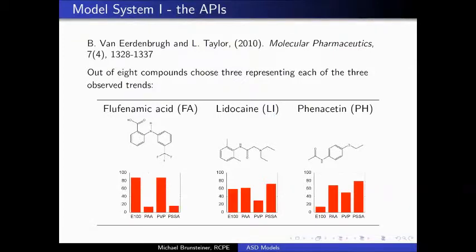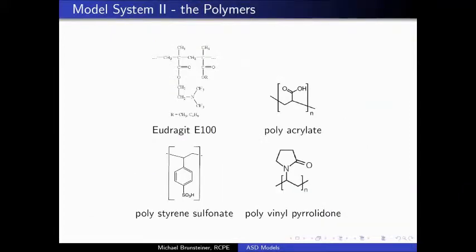So we took these 4 different polymers and mixed them with each API in silico, and tried to see what kind of descriptors correlate with this stability. So these are the polymers. These are commonly used polymers in pharmaceutical formulation development.